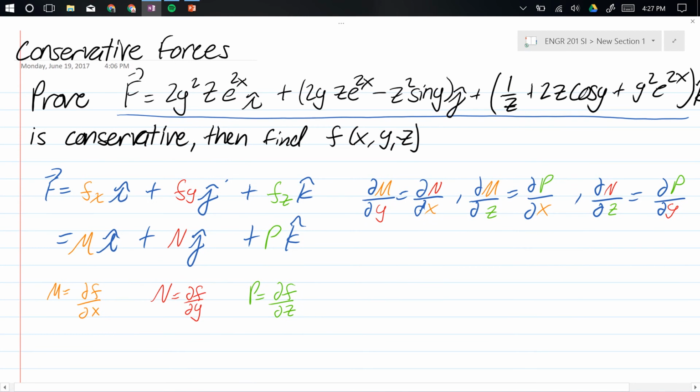So the first step is we're going to prove it's conservative, and I've already written out some steps that are kind of helpful. So we know that a force equals f sub x i plus f sub y j plus f sub z k, and the f sub x matches up with M, f sub y matches up with N, f sub z matches up with P. So I'll show you what M, N, and P really are.